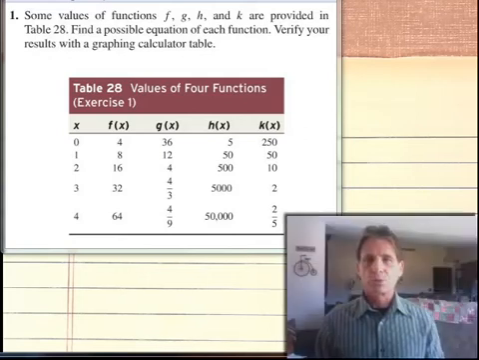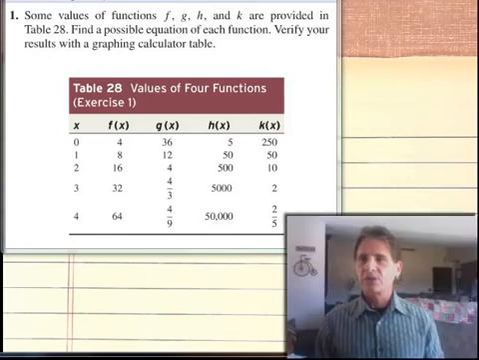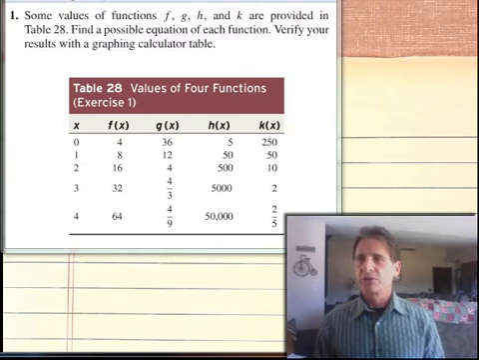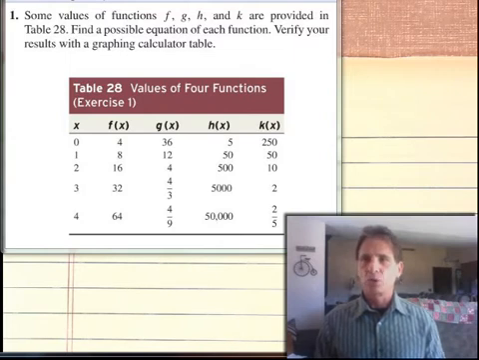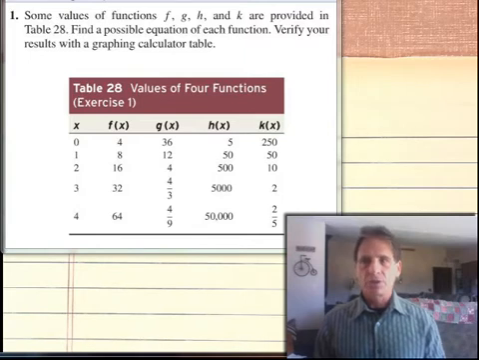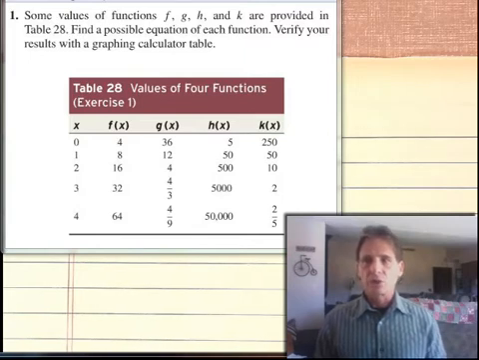Section 4.4, problem number 1. It says, some values in functions f, g, h, and k are provided in table 28, as shown. Find a possible equation of each function. Then, verify your results with a graphing calculator table. You don't need to verify your results if you don't want to.